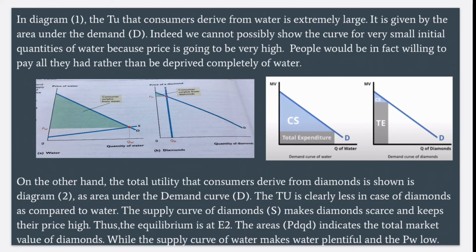On the other hand, the total utility that consumers derive from diamonds is shown in diagram 2 as the area under the demand curve D. The TU is clearly less in the case of diamonds as compared to water. The supply curve of diamonds S makes diamonds scarce and keeps their price high. Thus, the equilibrium is E2. The area PDQD indicates the total market value of diamonds, while the supply curve of water makes water plentiful and the PW, or the price of water, low.